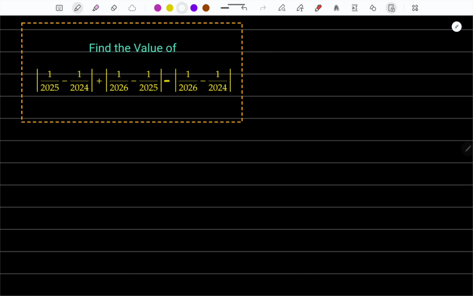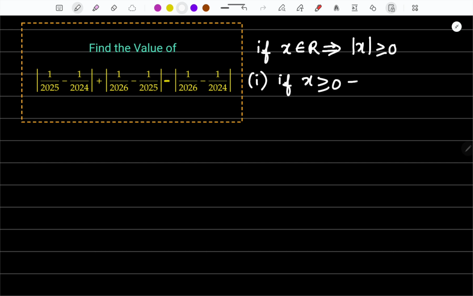Here, if x belongs to real numbers, then modulus of x is always greater than or equal to 0. That means modulus of a real number will never be negative. Okay. So, the definition of modulus function is, if x is greater than or equal to 0, then modulus of x you will take as x.